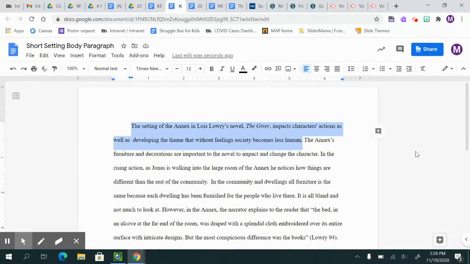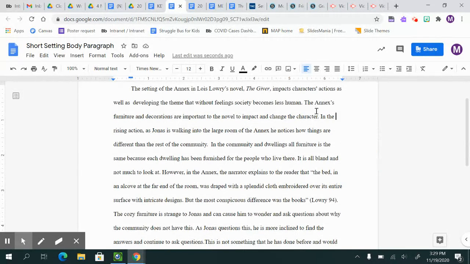So my example is: the setting of the annex in Lois Lowry's novel The Giver impacts characters' actions as well as developing theme, that without feeling, society becomes less human. Remember, your topic sentence tells the reader what this paragraph is going to be about. We know that it's going to talk about the annex, which is a setting, how the setting impacts characters' actions, and how it develops a theme.